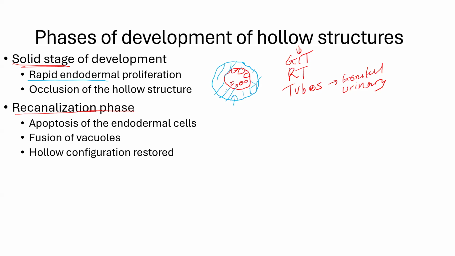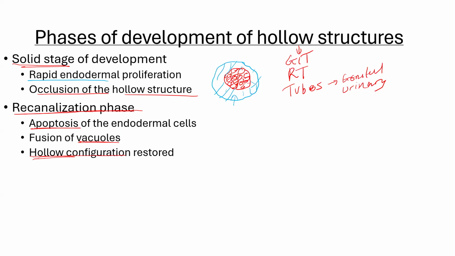They accumulate. There are very many. And what happens eventually is that they occlude. They cause luminal occlusion. So they occlude the hollow structure. So that is the solid phase. What happens next is the recanalization phase, where these endodermal cells, which had occluded the lumen, undergo apoptosis and form vacuoles. And these vacuoles are the ones which now fuse to restore the hollow configuration.